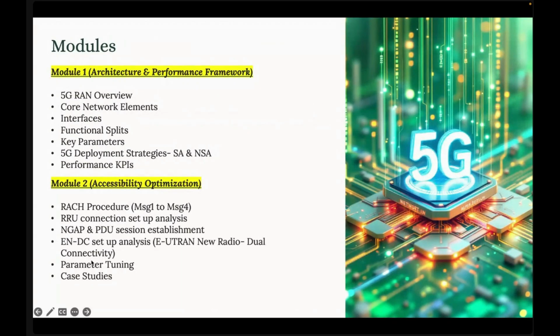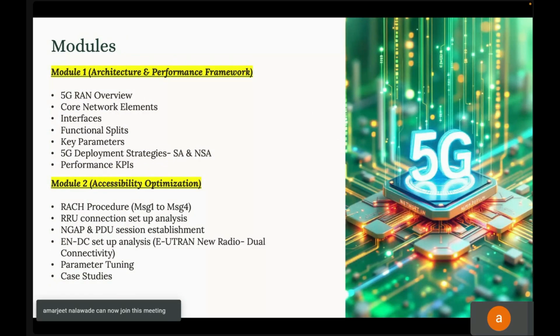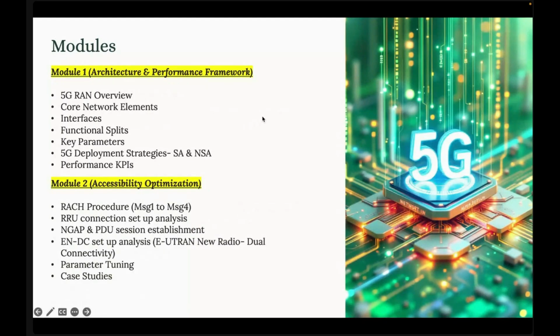So basically, this training module will be divided into 6 modules. Sorry, a little bit of my distorted voice. Here I have mentioned all the 6 modules. The first module will cover the architecture of 5G and the performance framework. The second module will cover the accessibility optimization, basically the first step by which your handset will access the 5G network.